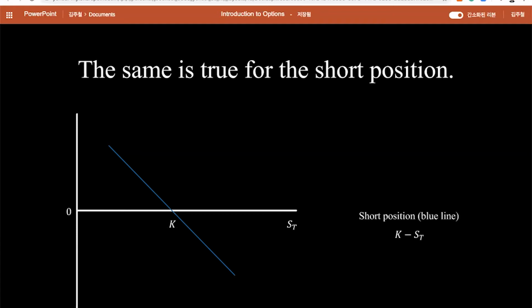So there was a red line, the long position, and I said the long position can be decomposed into two parts. One is the right to buy, the other one is the obligation to buy. And the short position can also be divided into two parts. The left-hand side here is the right to sell. And this part is the obligation to sell.